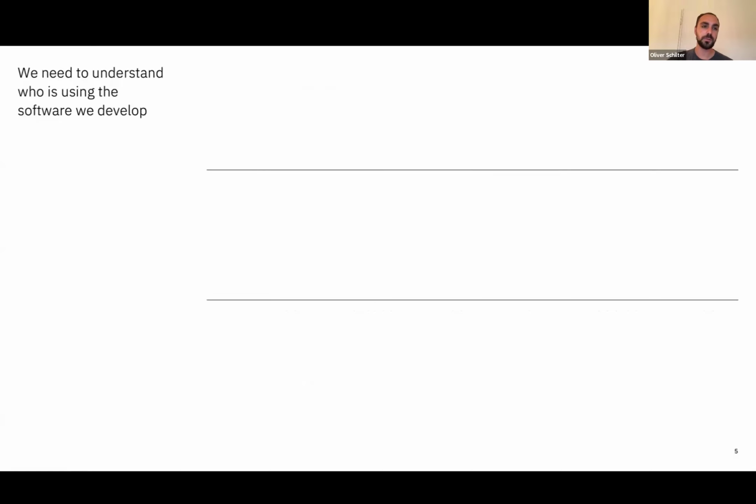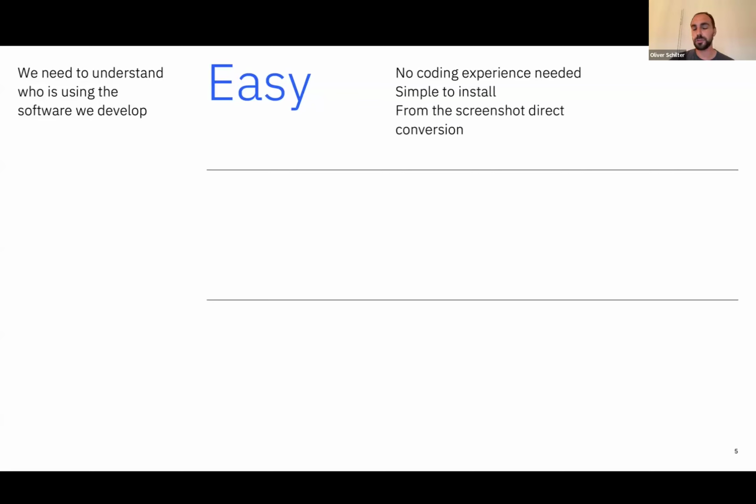So, how it's built. I wanted to have it super easy. What I mean with easy is no coding experience needed. So not even a pip install or a git clone and so on. There should not be an installation process, just a simple app to run. And the conversion should be done directly in the clipboard, so not saving a file and then inserting it in a program and so on.